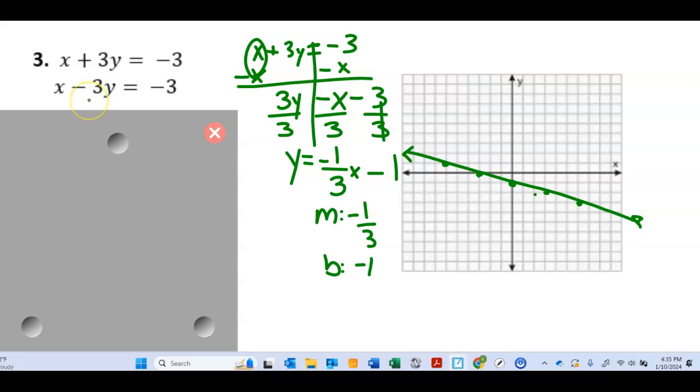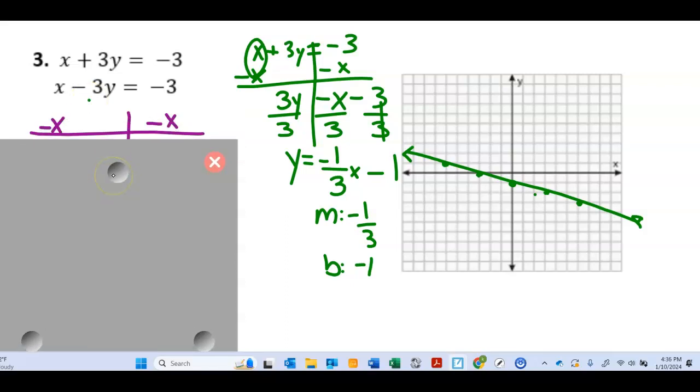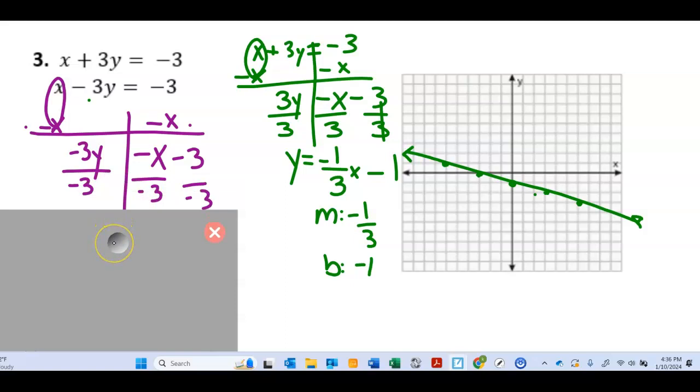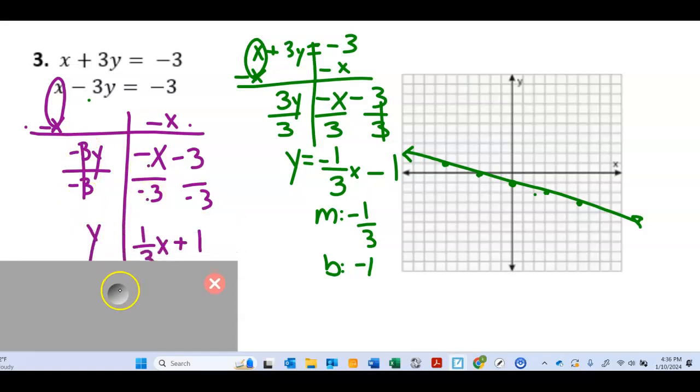Okay, what about that second equation? I need to solve this one too. As I solve that one, I'm going to do the same thing. I'm going to move my x over by getting rid of it. This will eliminate. I'm going to be left with -3y. Put your x first. -x minus 3. Divide both sides by -3. And then do the math. This will cancel. -1 over -3 will give me a +1/3. And -3 divided by -3 gives me a +1.